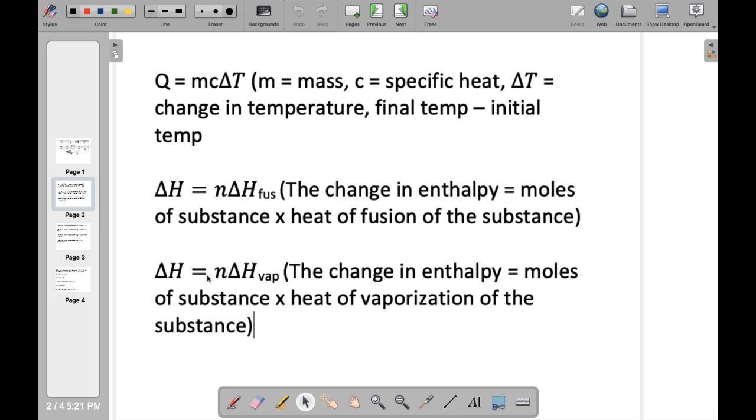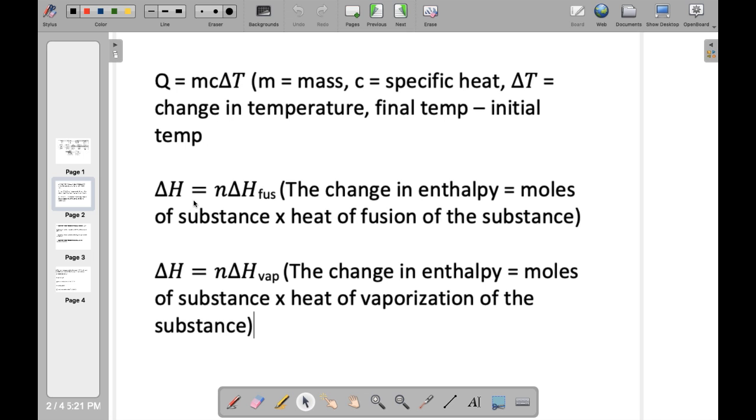First of all, I have some of the equations we're going to be using. We have heat equals mass times specific heat times the change in temperature. So the change in temperature means I need to know the starting temperature, the initial temperature, and also the final temperature. This little triangle just means change. So I have to have two numbers to figure out the change: the final number and the beginning number.